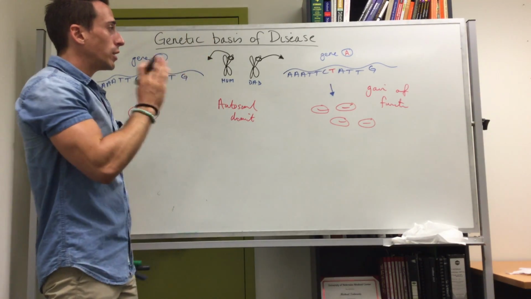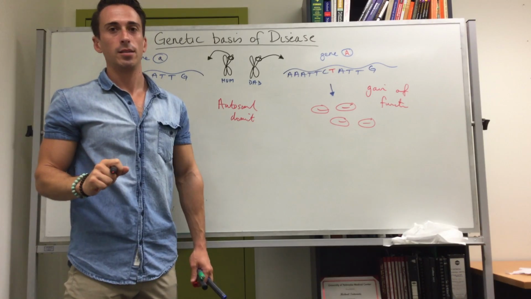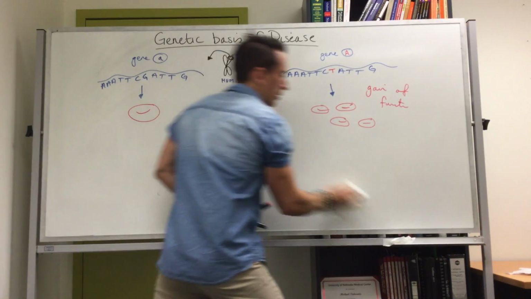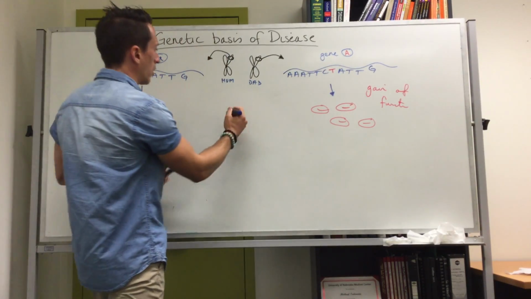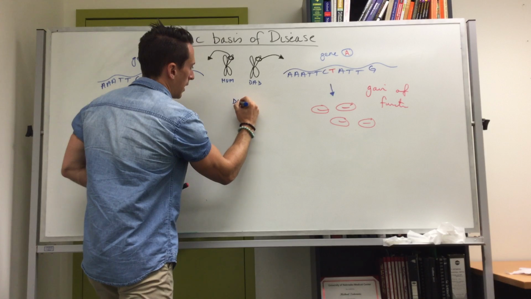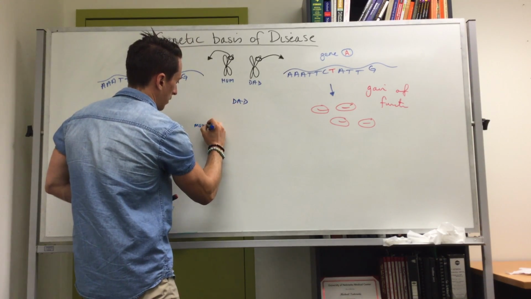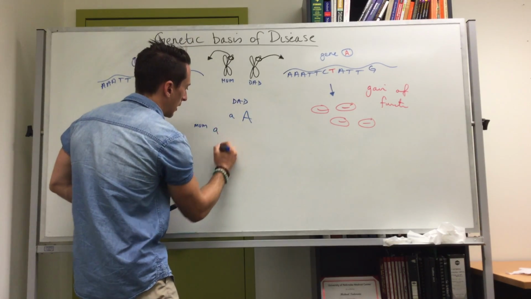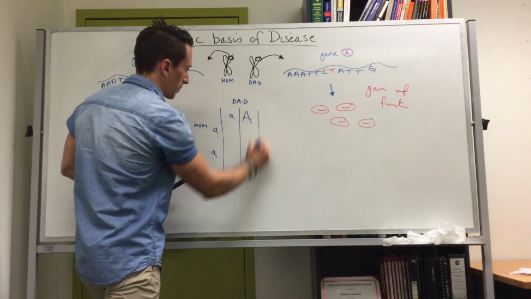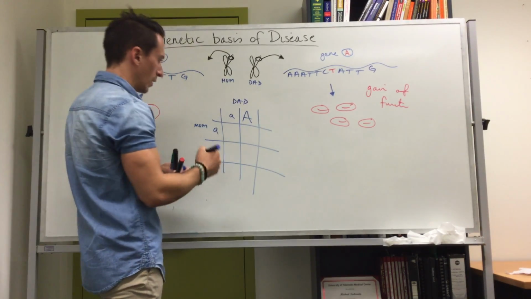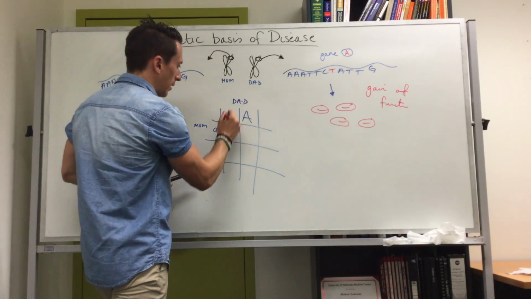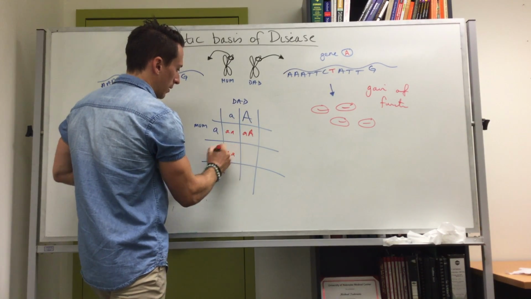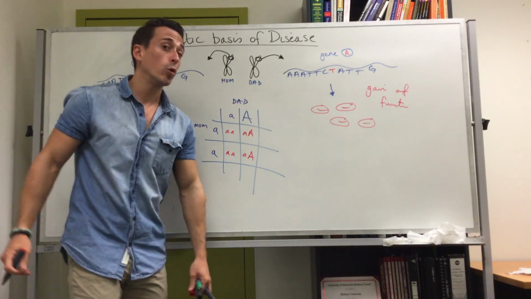So that means I only need to inherit one copy to get the disease. So if we were to draw up that same little table before, in which we've got dad, mum, and let's say dad is little a, big A, mum is little a, what's going to happen? Well, we're going to get little a, big A, little a, big A. And remember, all you need is one copy.